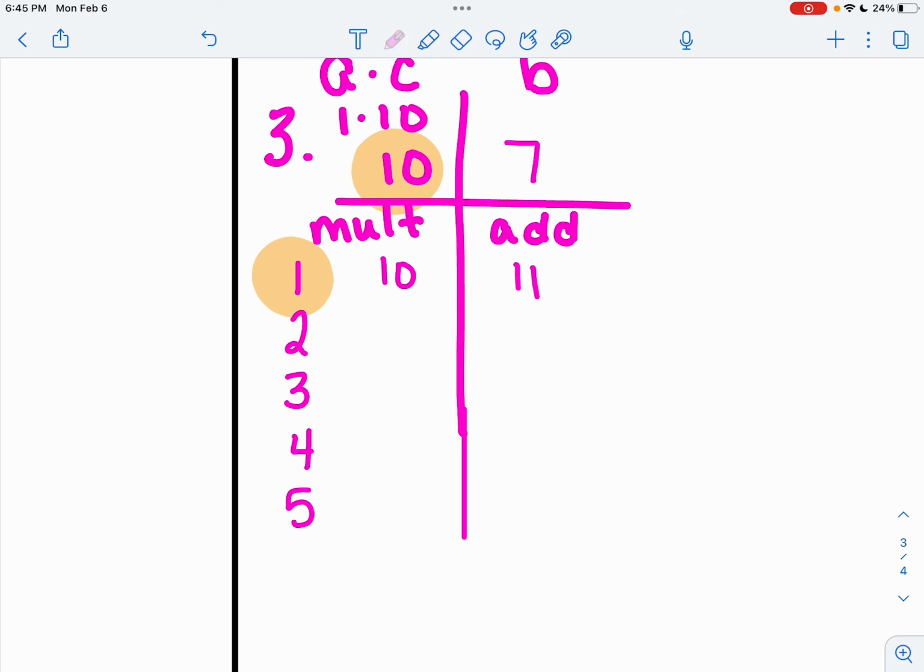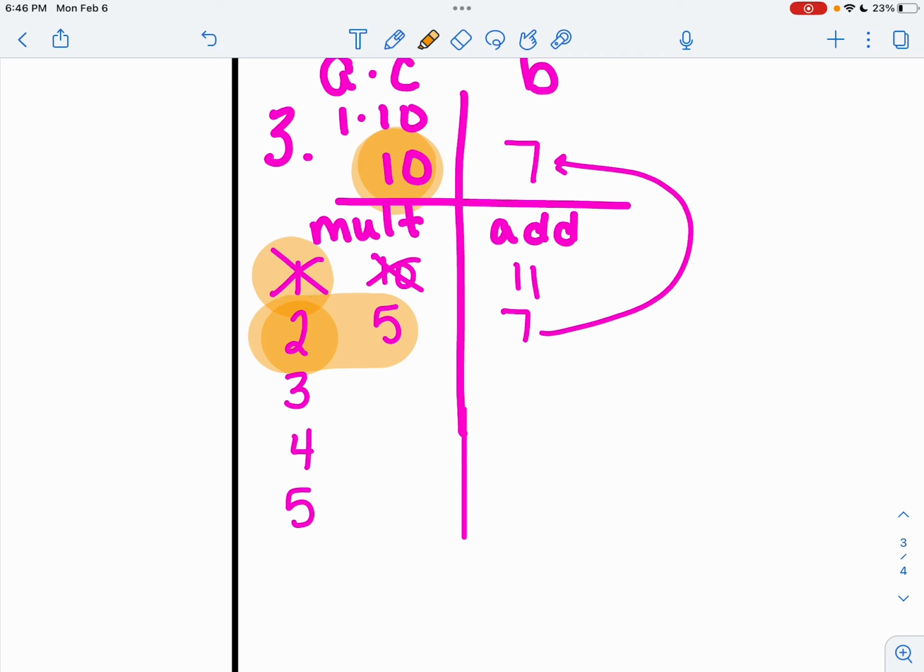These factors of 10 are not your solutions, even though they multiplied to 10. Watch again. 10 divided by 2 equals 5. 2 plus 5 does make 7. We have found your magic factors.